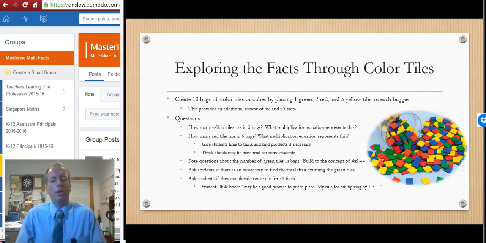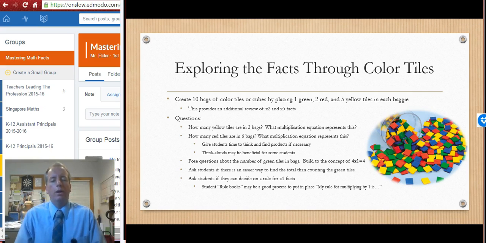How many yellow tiles would be in 1 bag? How many yellow tiles are in 3 and 8 and 12? How many red tiles are in 6 bags? How many red tiles are in 1 bag? And then how do we write those out as multiplication sentences? So thinking aloud is going to be needed, especially for kids that are struggling. We're going to want to give different amounts of time for different groups of kids, especially if we're doing this whole class. And then we can move into, well, what about the green tiles?